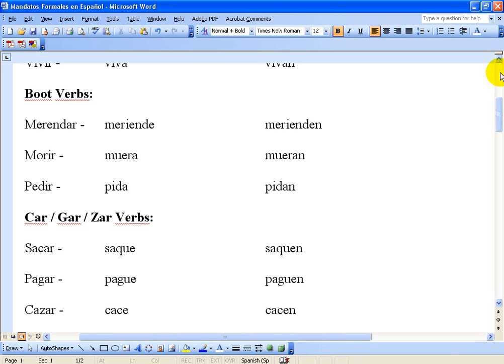For verbs like pagar, GAR verbs, I've got to keep the g sound. In order to do that, I stick an extra U in there after the G. So pague and paguen will be the usted and ustedes commands. And then cazar, which means to hunt. Phonetically, again, there's no reason for this, but it is done. So the ZAR verbs, the Z changes to a C. Cace, cacen. Let's go down a little more.